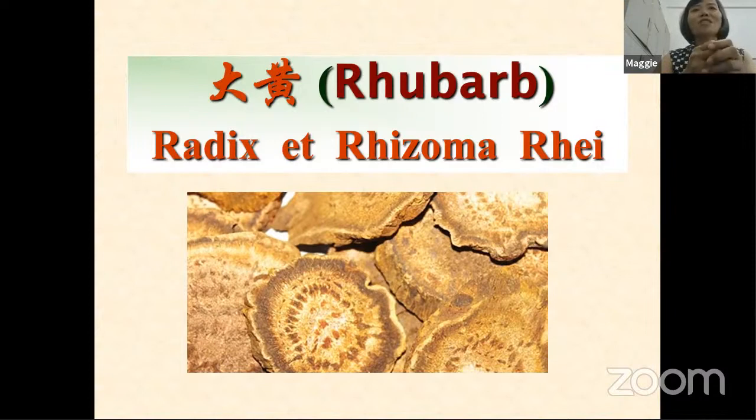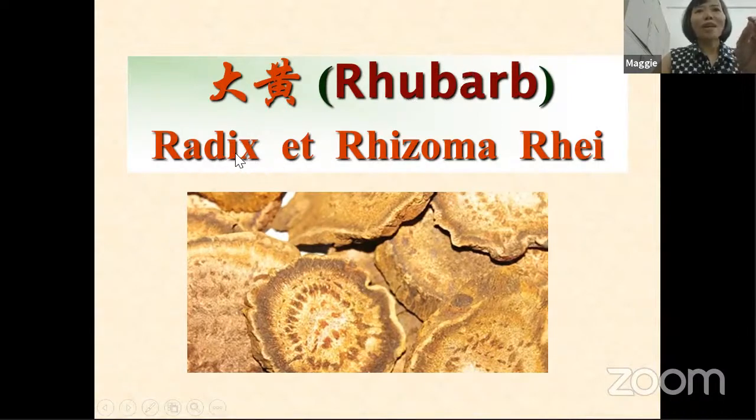So today we'll talk about some traditional Chinese medicine. The first one we'll talk about is one of the first Chinese medicines to be imported to the West from China. It is Da Huang, in Chinese, Da Huang. It is Da Huang, and the English name is rhubarb.